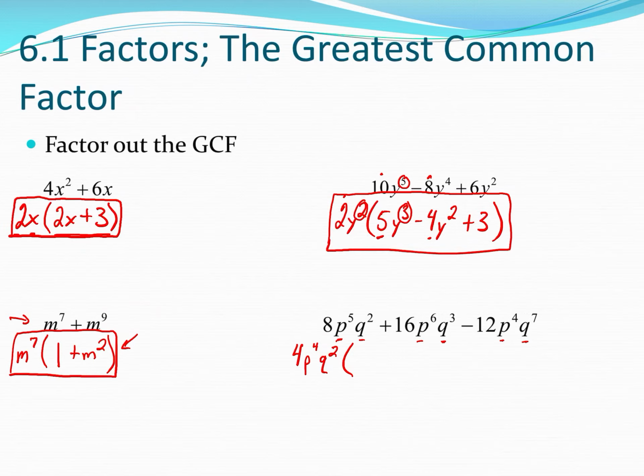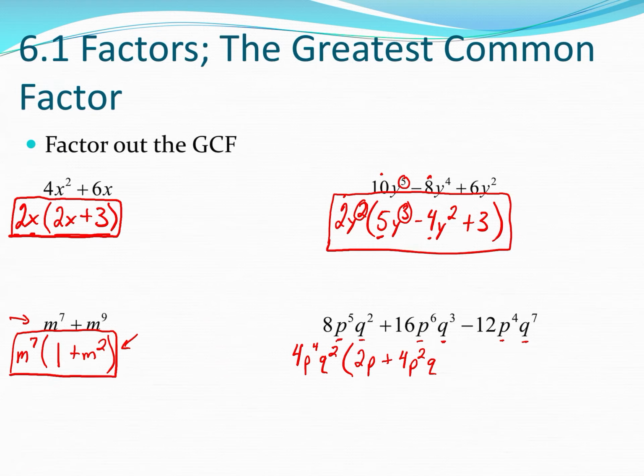So 8 divided by 4 is 2. The p to the 5th, you had 5, took 4 out, there's a p left. There were 2 q's, you took them both out, there's no q's left. So go to the next term. 16 divided by 4 is 4. There were 6 p's, you took 4 out, there's 2 left. There were 3 q's, you took 2 of them out, so there's 1 q left.